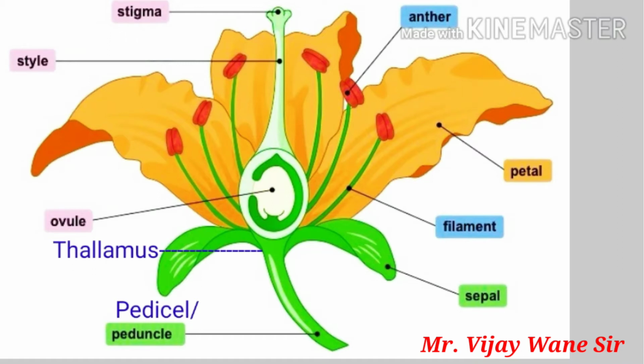Then from this thalamus there arise two leaf-like structures which are called sepals. Now you have to remember or differentiate between the leaf and the sepal. The part of the flower which is looking like a leaf, they are not leaves, they are sepals.